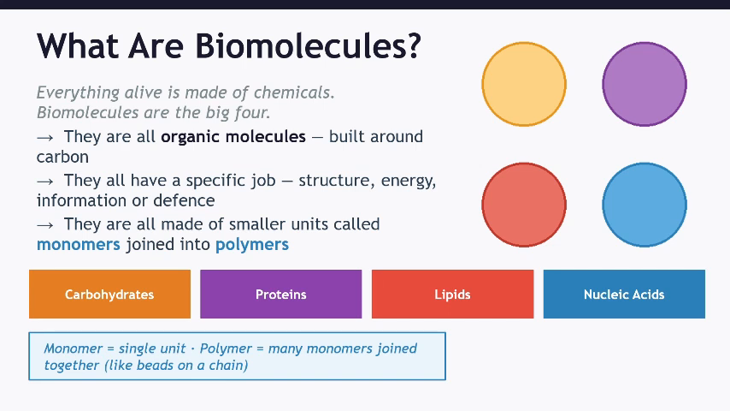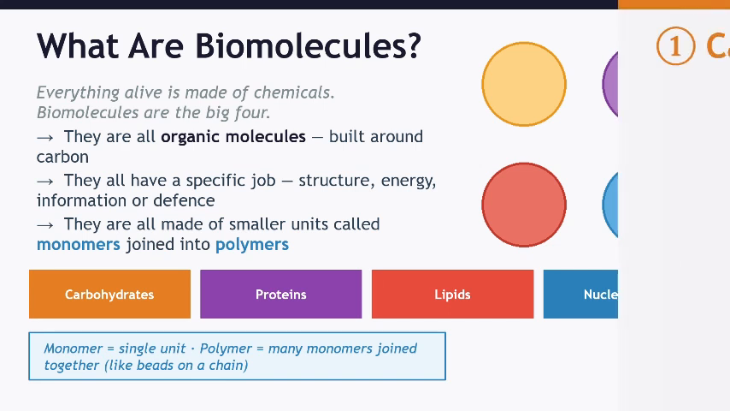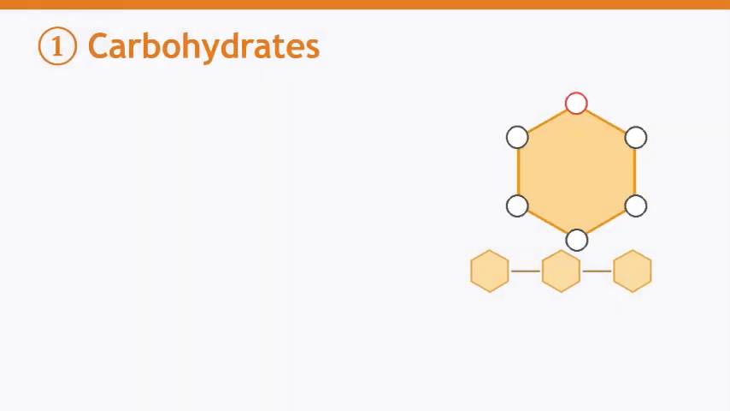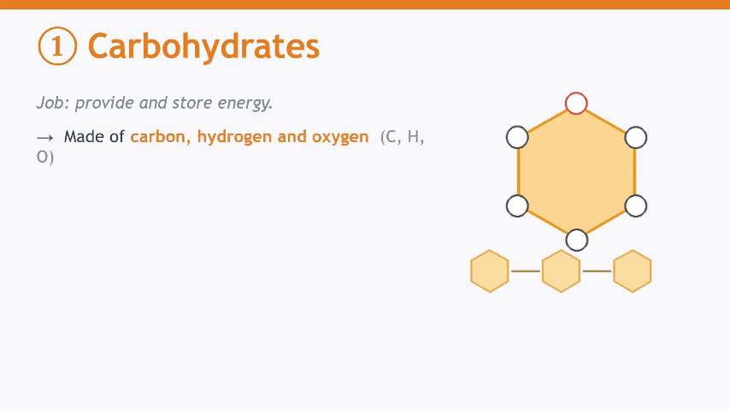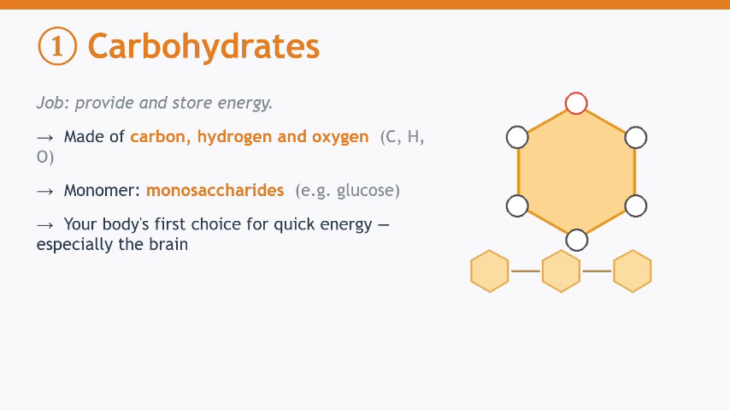different job. First, carbohydrates. Most people think of carbs as food: bread, pasta, rice. And yes, their main job is energy. They are your body's first and fastest source of fuel. Your brain in particular runs almost entirely on glucose, which is a carbohydrate. They are made of carbon, hydrogen, and oxygen. And their monomer, the single building block, is called a monosaccharide. Glucose is the most famous one.